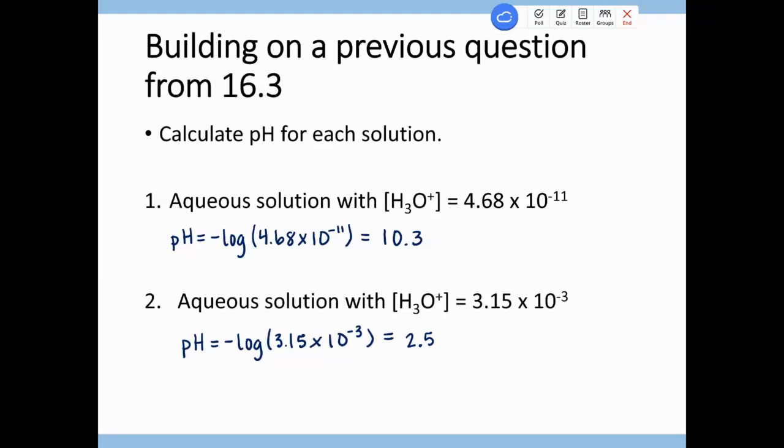Now we determined when we calculated concentrations of OH- that this first solution is basic. So the concentration of H3O+ was low, OH- is high. And the second solution is acidic with a higher concentration of H3O+. But notice that the pH for the basic solution is higher than 7, than neutral water. pH of the acidic solution is lower than 7. So more acidic solutions have lower pHs. Low pH, more acidic. High pH, more basic.